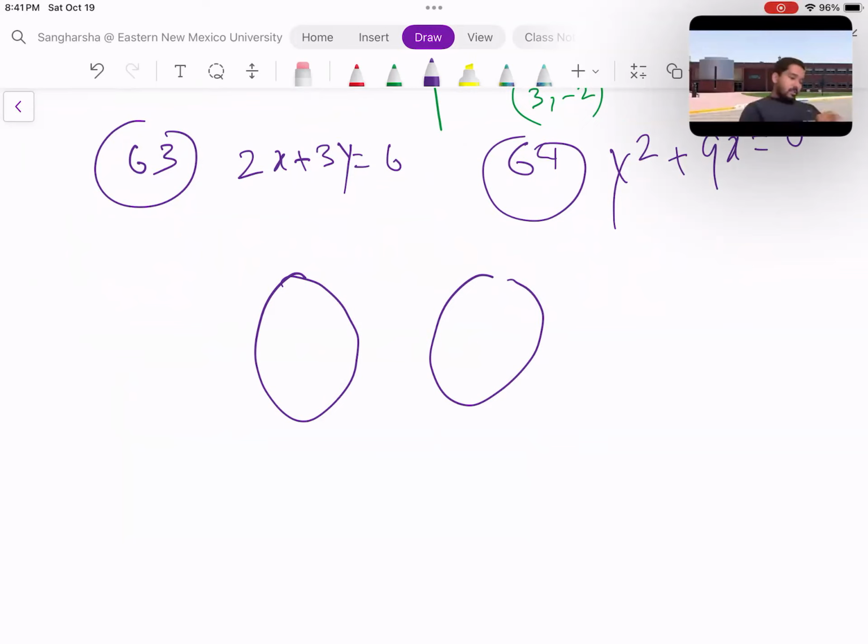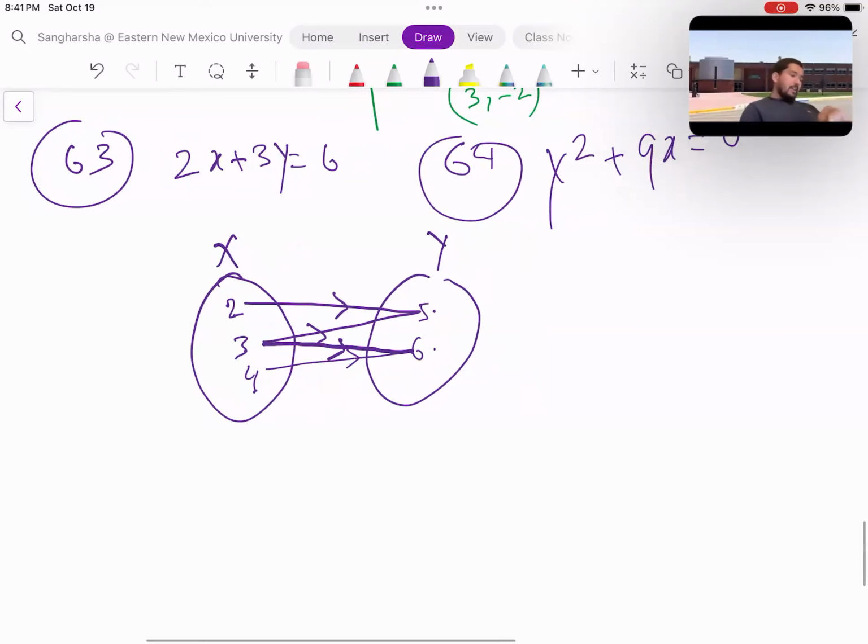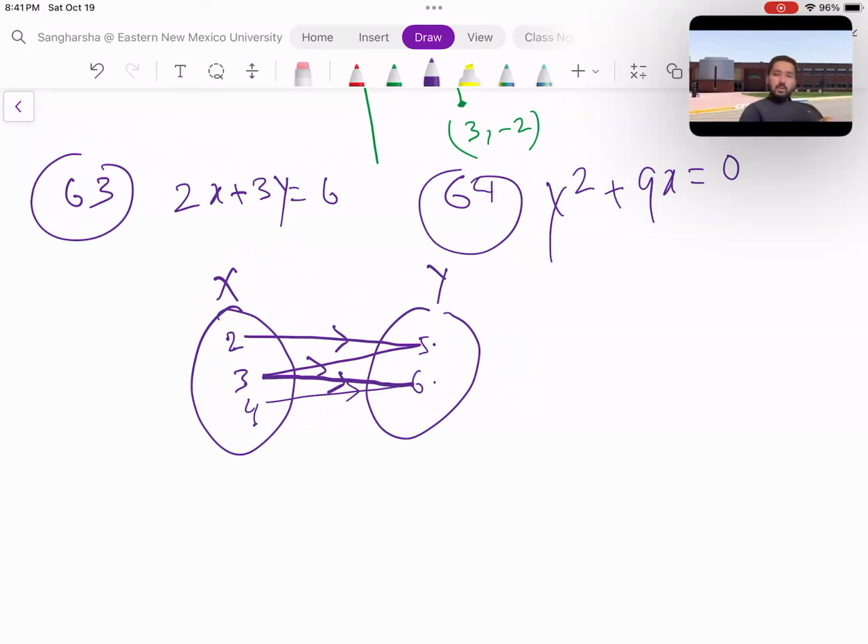So for example, you have 2, 3, 4, 5, 6. 2 corresponds to 5, 3 corresponds to 5, 4 corresponds to 6. This is a function, right? This is x, this is y. Every x value has exactly one y value. If every x value has exactly one y value, it is a function. But if 3 also corresponds with 6, then this is not a function. Okay. Now for 63, what do you think? Do you think this is a function?